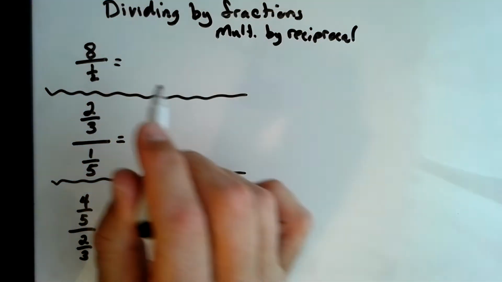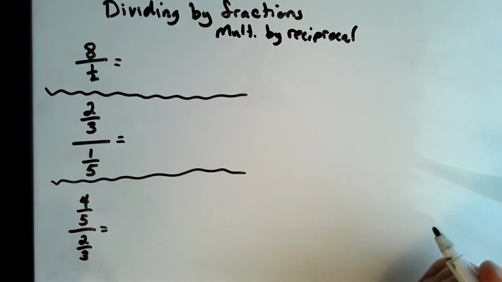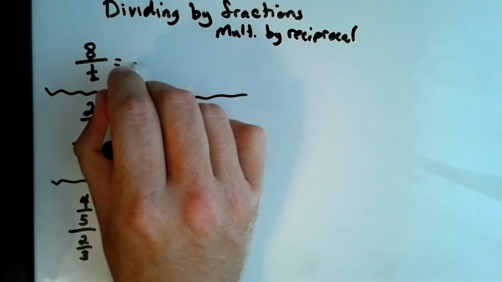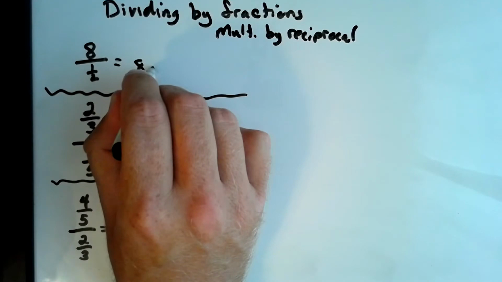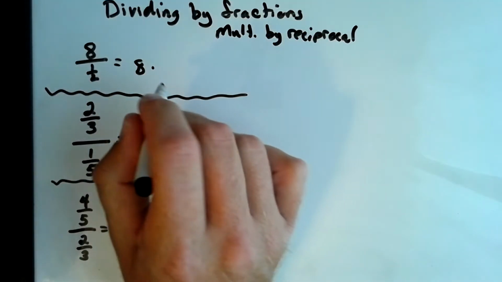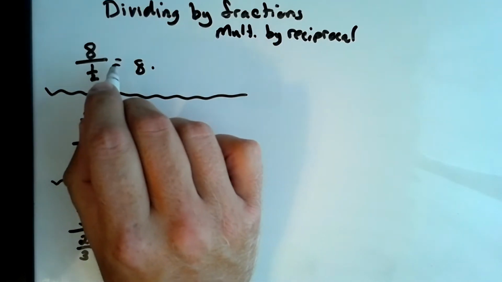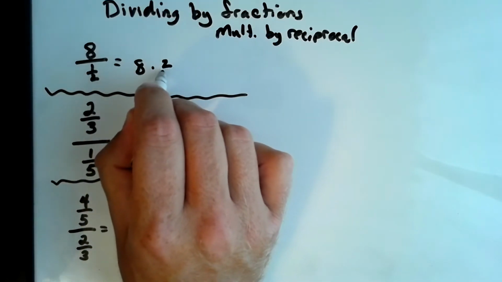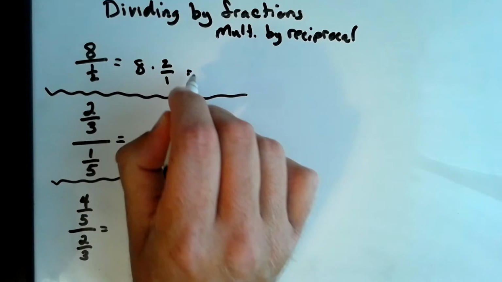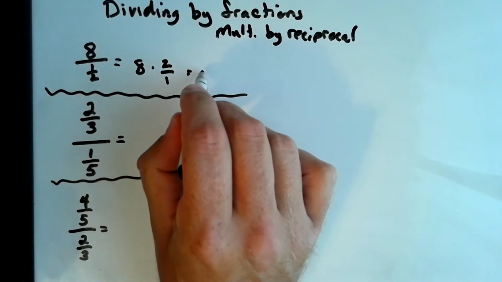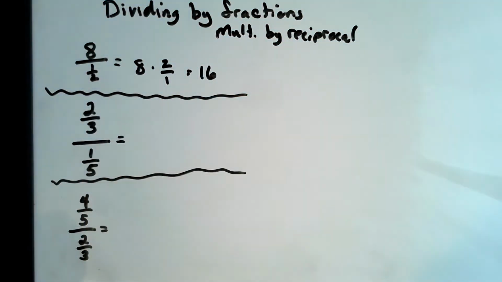In the first problem, I have 8 divided by 1/2. Instead of dividing by 1/2, I can rewrite this as 8 times the reciprocal of 1/2. Remember, reciprocal means to flip the fraction, denominator becomes numerator, and vice versa. So the reciprocal of 1/2 is 2/1. 8 times 2/1 is 16. If I had 8 pieces and divided each of those into halves, I'd have 16 total pieces.